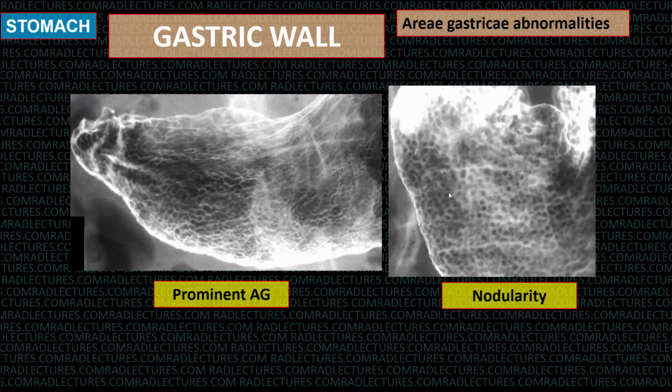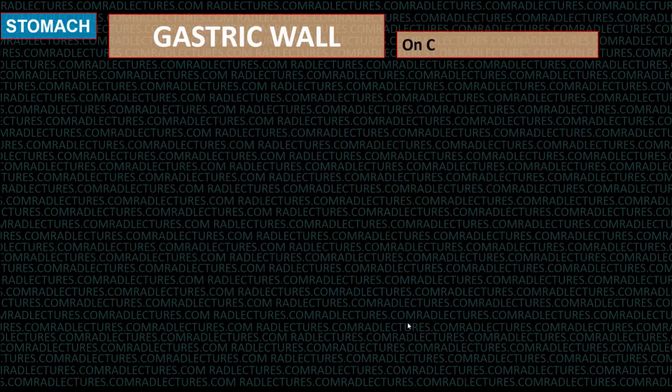Another abnormality of the area gastricae is nodularity. And both of these are found in patients with H. pylori gastritis. It is important to recognize that because H. pylori gastritis is a very important disease from the point of view of all the problems that it can cause in a patient.